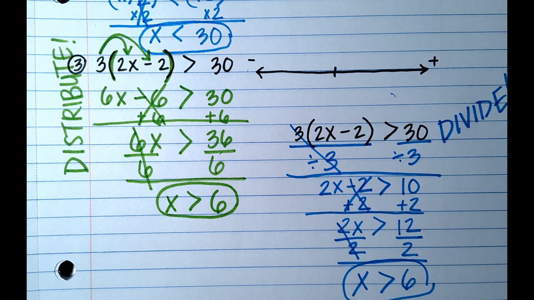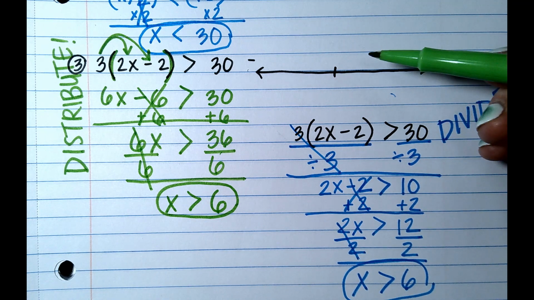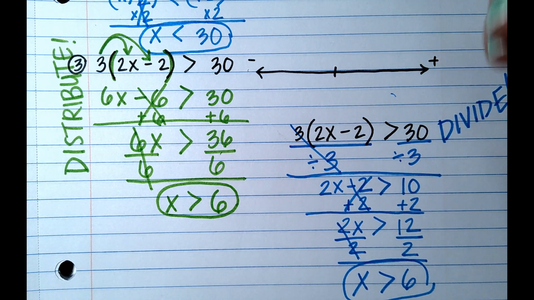So those are our options. How do we graph this one? You put the 6 in the middle. Yeah.